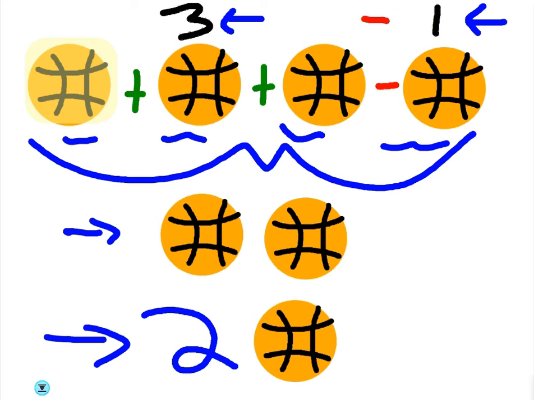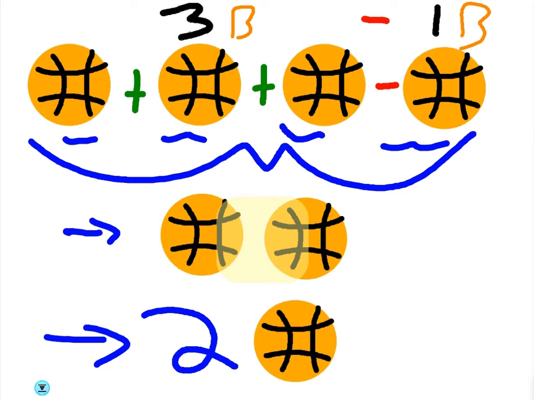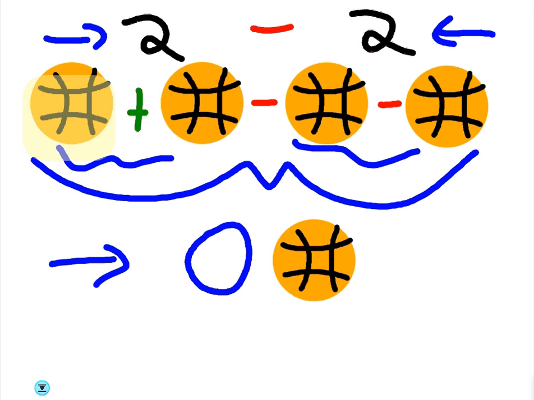Let's do another one. Here we have three basketballs minus one basketball. We're taking three basketballs, which is represented by 3b, and we're subtracting 1. Again, if we just take the 3 and we subtract the 1, how many basketballs do we get? We get 2 basketballs, okay? Again, that number is the coefficient. Let's do one more. If we had 2 basketballs here and we subtracted 2 basketballs, what's 2 minus 2? 0 basketballs, right?